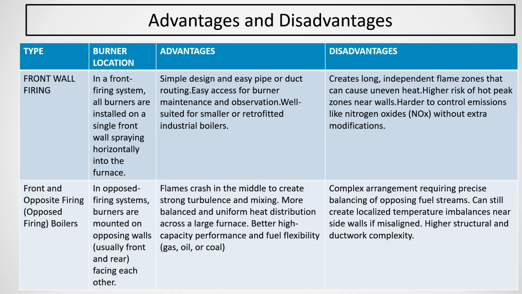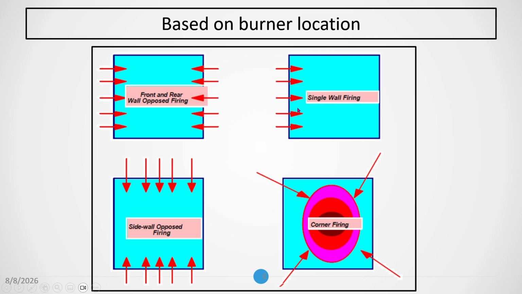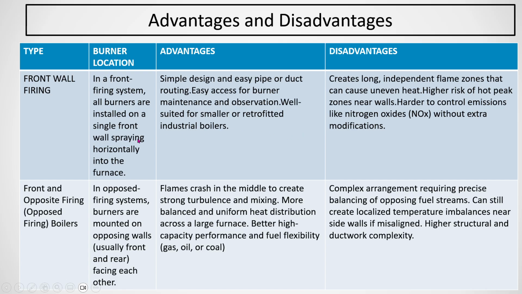Now, the advantage of the front firing: only one side has burners. All burners are at the front side, which is simple and easy, and pipe work is also required only on one side. The burners can be accessed from the bottom on one side. There is no need for very big scaffolding. Observation of the burner is very easy, and it is well suited for small retrofits in industrial boilers.